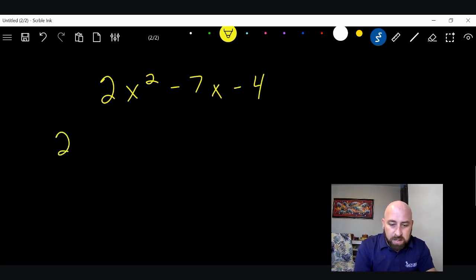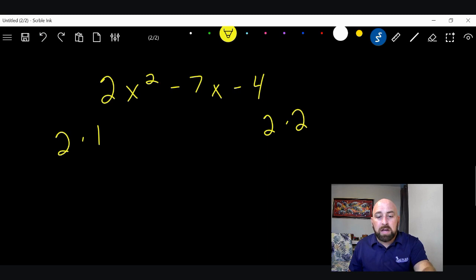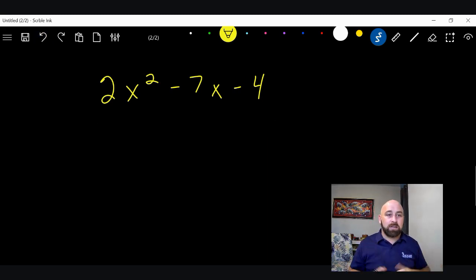I want to do 2 times 1, and 2 times 2, and 1 times 4, and try to get this middle term. Trial and error, okay? On the handout that I gave you, I think it said slip and slide. So you're just testing and trying things. That's the method I've shown you up to this point. But now I'm finally going to tell you that there is technically a way to do this, and it is kind of interesting, kind of helpful.